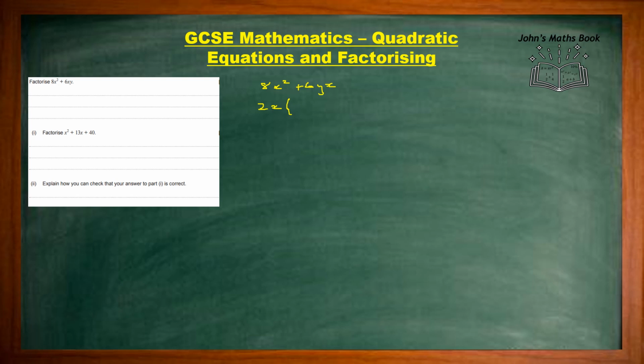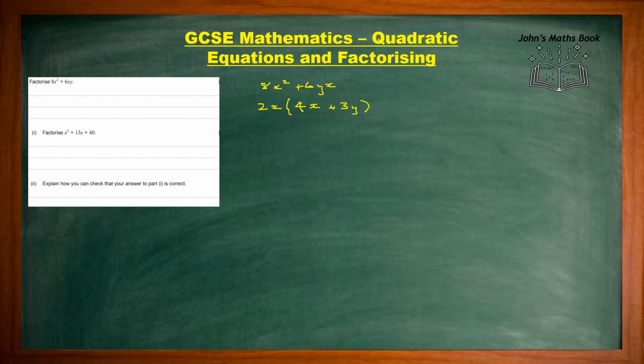So 2 goes into 8 4 times, so it's 4, and then we're just left with 1x, plus, and 2 goes into 6 3 times, and x is outside the brackets, so it's just 3y.